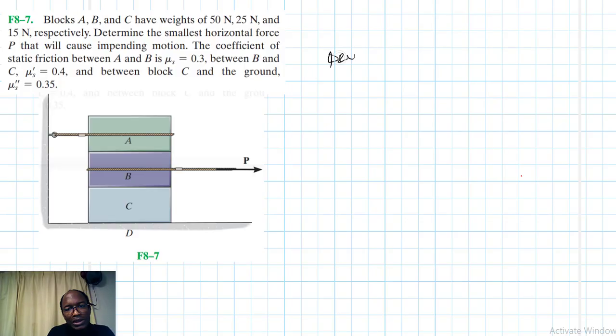Right, so we are going to be dealing with what we call dry friction, which is the force that resists the movement of two contacting surfaces that slide or move relative to each other. So we are going to be focusing on three types of dry friction problems.